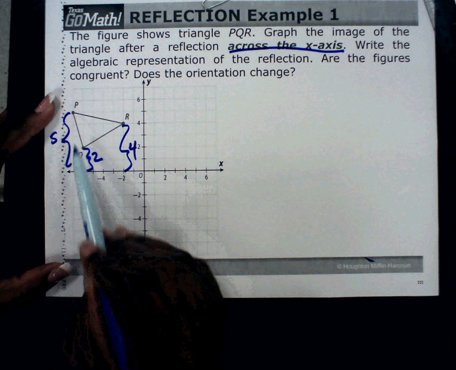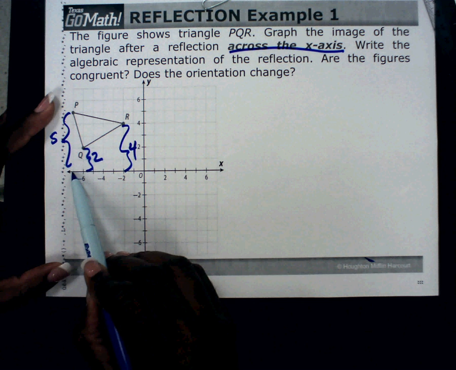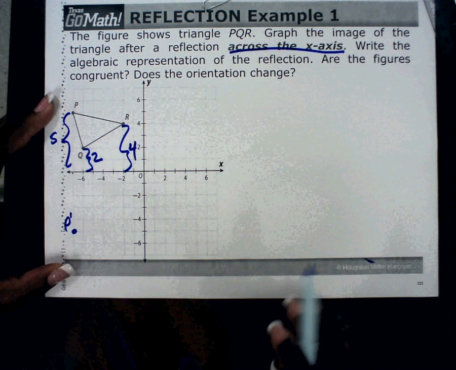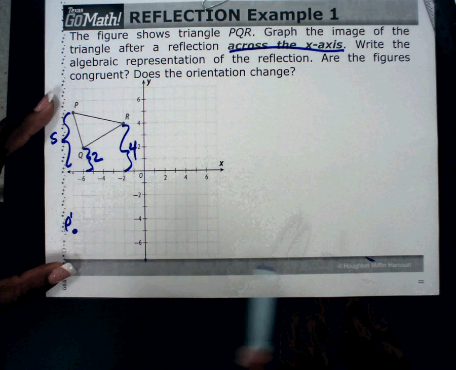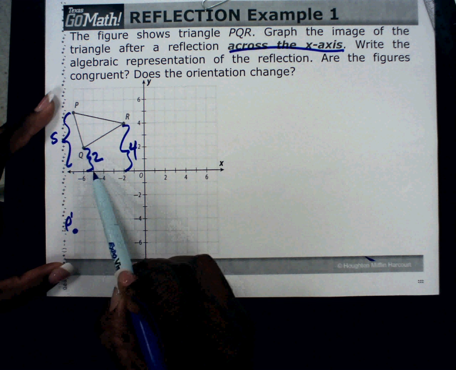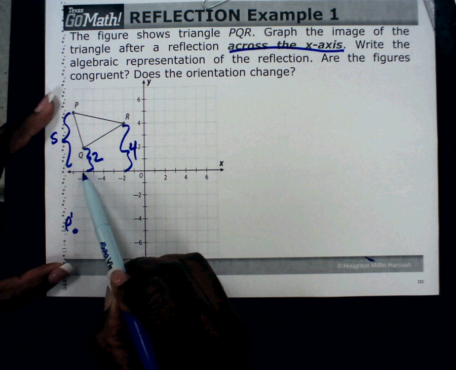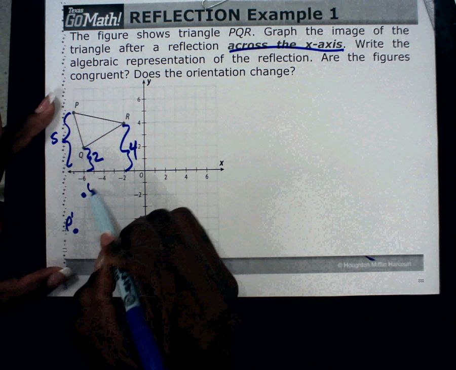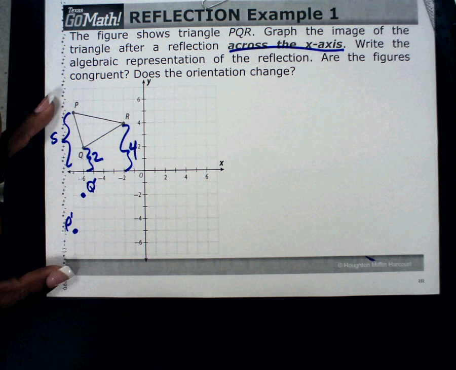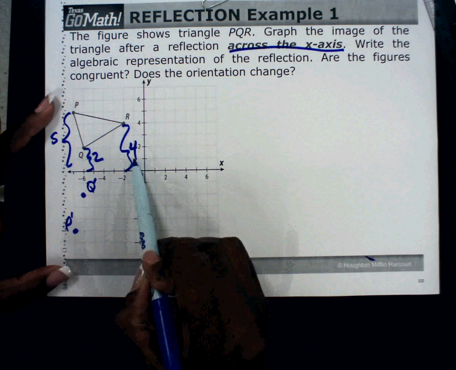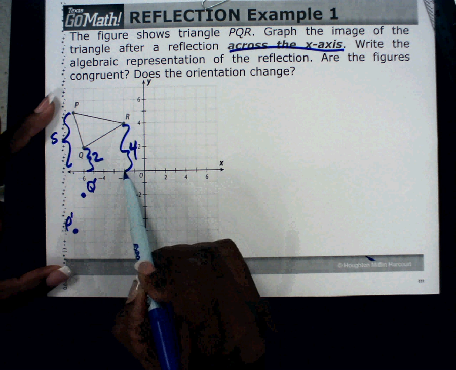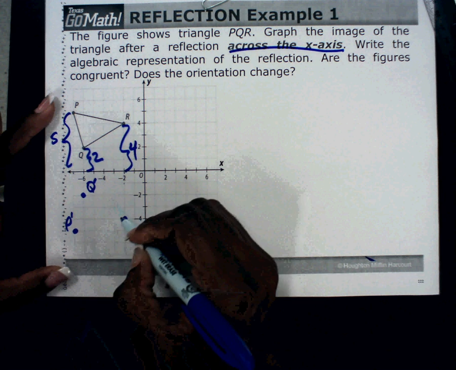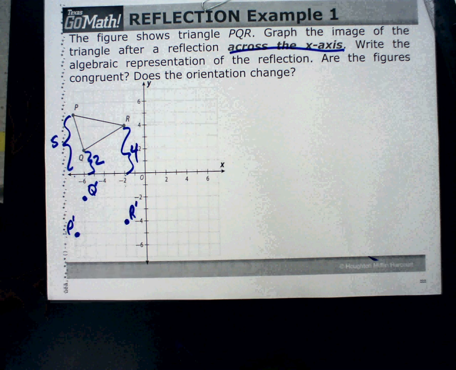So for our P, it's 5 units. So we start at the x-axis and we count 5 units. 1, 2, 3, 4, and 5. So this is our P prime. Next we have our Q. So Q is 2 units from the x-axis, so we're going to reflect it 2 units on the other side. So we count them 1 and 2. So this would be our Q prime. And then our last point is going to be R, and it is 4 units from the x-axis, so we're going to count 4 units on the other side. 1, 2, 3, and 4. And so this is our R prime.